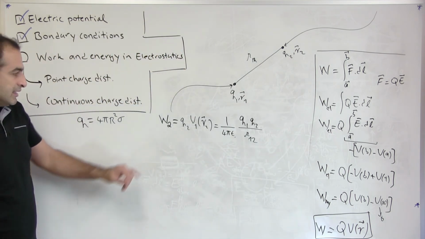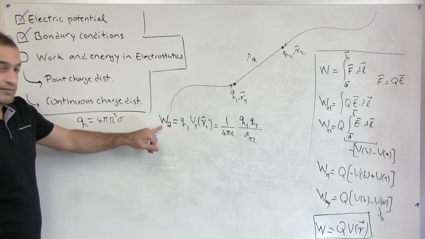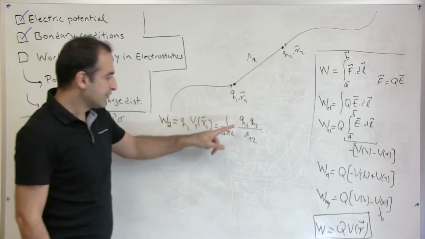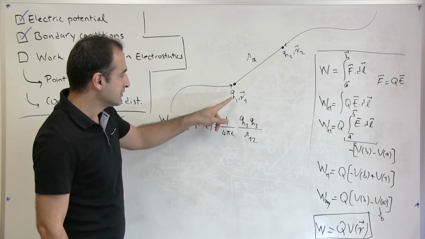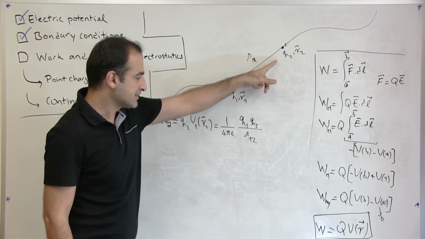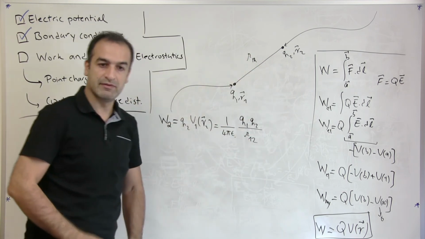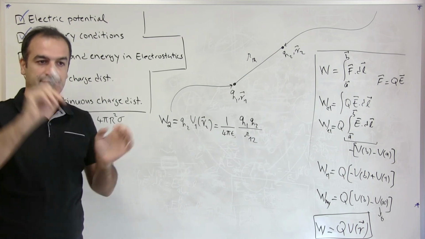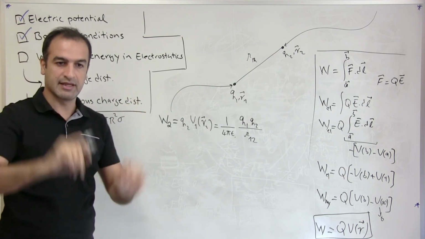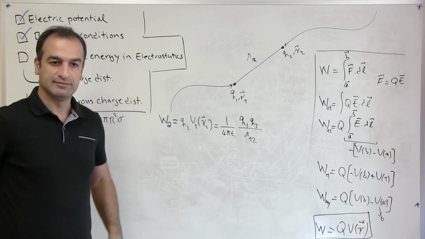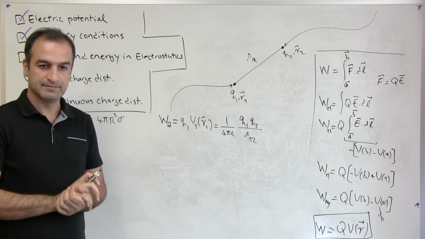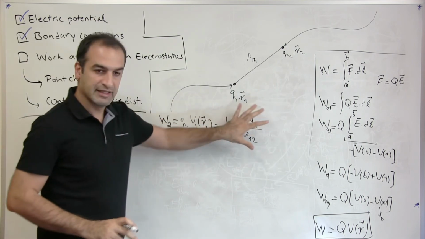Okay, so the work needed to bring particle number 2 is 1 over 4 pi epsilon 0, Q1, the charge of the first one, Q2, the charge of the second one, divided by R12, which is the separation distance between 1 and 2 at the final position when they settle. Sounds good? Is this clear so far?